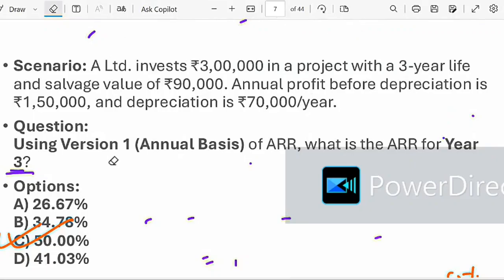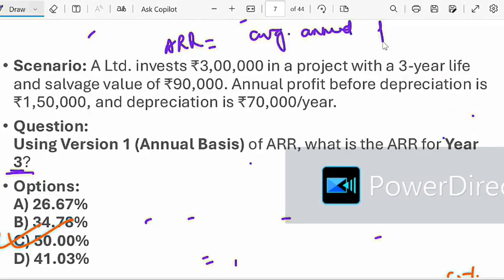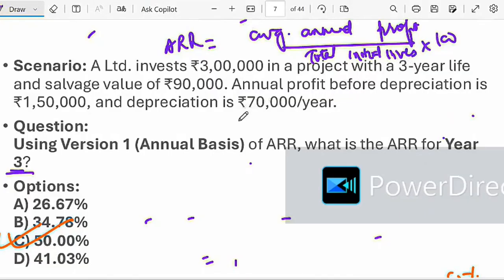So the formula remains the same. To calculate the accounting rate of return, in the numerator we write the average annual profit. In the earlier case, we were not taking average annual profit, we were just taking the profit. But in this case, we take average annual profit, divide by the total initial investment, and multiply by 100. This is the formula we will use for version number 2.